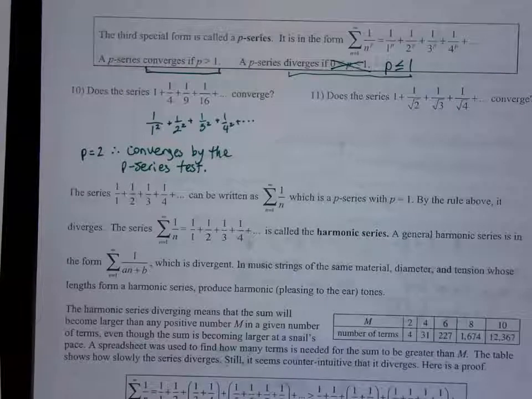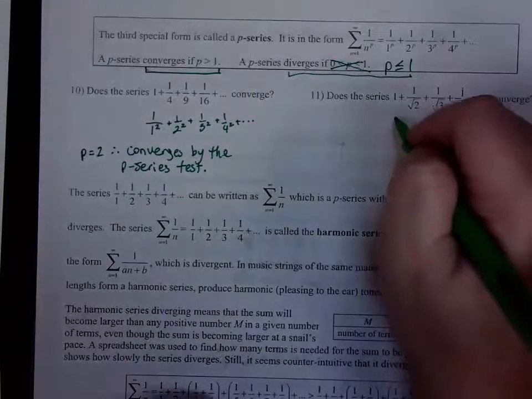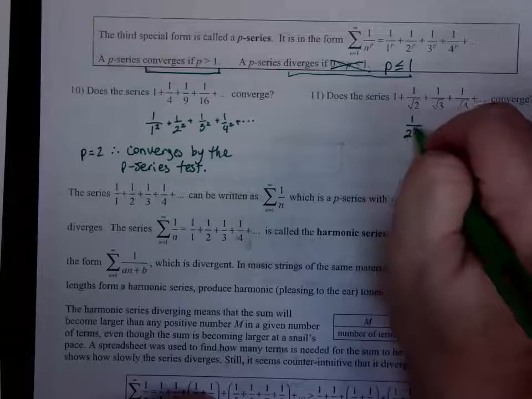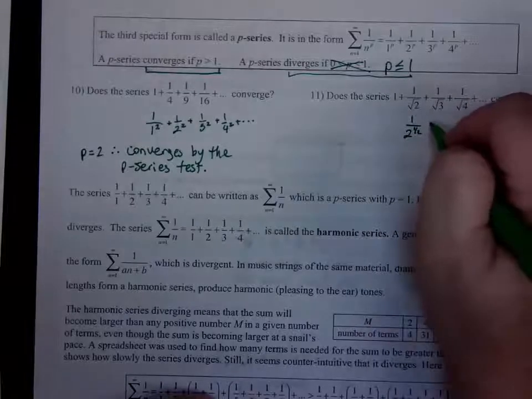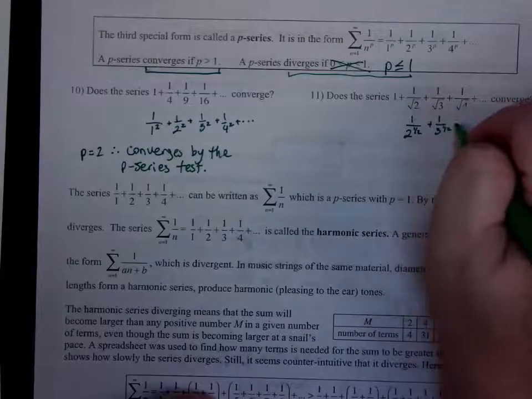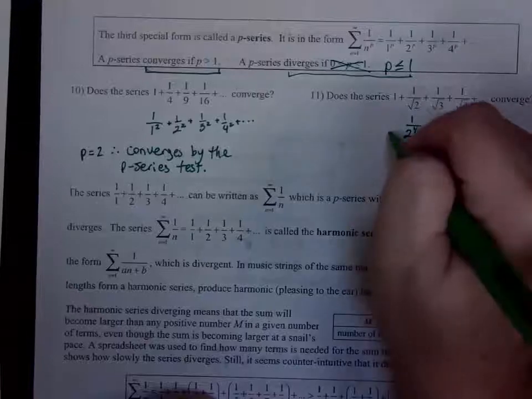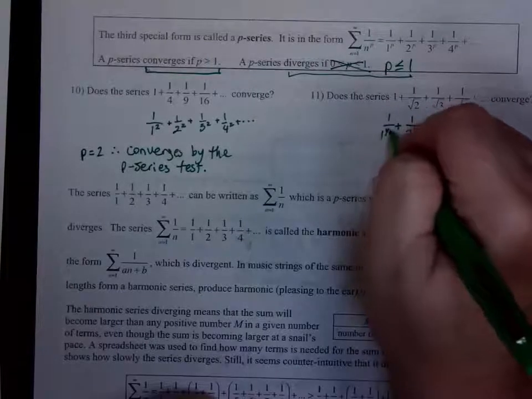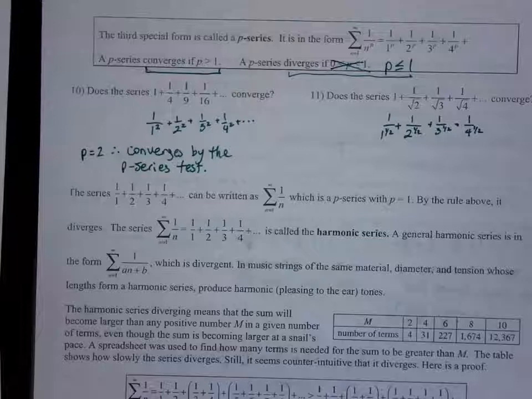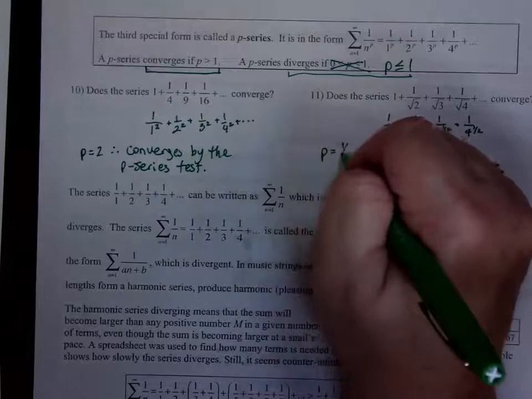The next one. What's the exponent? This is 1 over 2 to the 1/2, right? This is 1 over 3 to the 1/2. This is 1 over 4 to the 1/2. Does that work for the first one? Is 1 to the 1/2 1? Yes. Okay. So P here is 1/2.